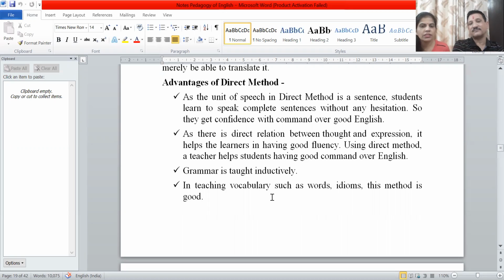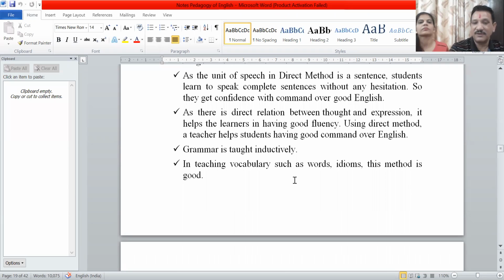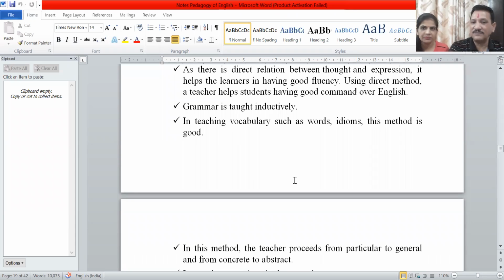Next is, grammar is taught inductively. Earlier we read this in the characteristics. There are two methods, one is deductive, another is inductive. Here, inductive grammar is used. After that, in teaching vocabulary, such as words and idioms, this method is good. You know idioms, like "two and two make four." This is an idiom. "A cipher among blind." This is an idiom. In Hindi, what we call muhavara or lokokti, that is idioms and phrases.